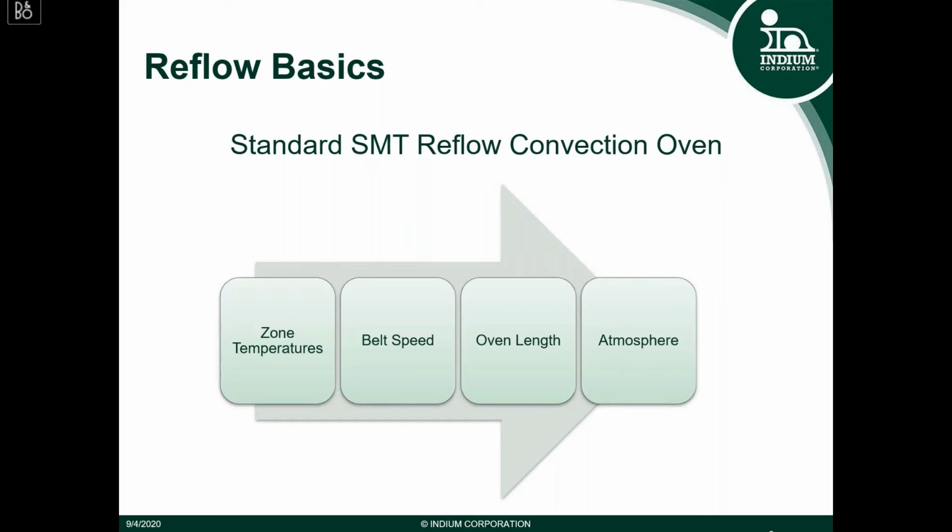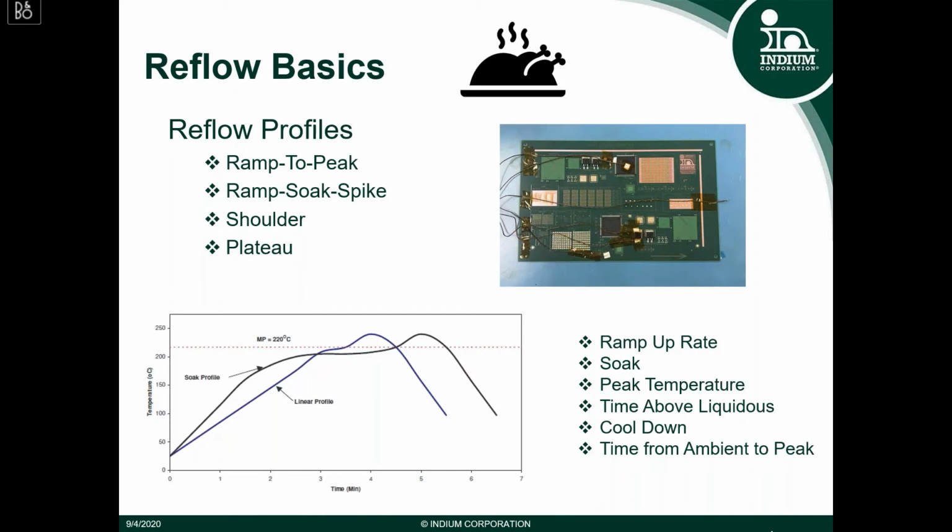Understanding the reflow basics. For a standard surface mount technology reflow convection oven, there are essentially 4 different important aspects to consider: the zone temperatures, the belt speed, the overall length of the oven, and the atmosphere, whether or not you're reflowing in just air or if you have a nitrogen purged oven. A little bit more about some reflow basics.